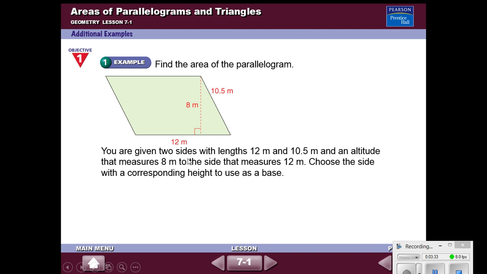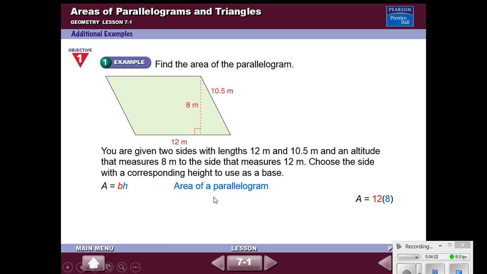The area is going to be 8 times 12. You're given two sides, as indicated, 12 and 10.5. Choose the side with the corresponding height to use as the base. Well, again, the height is given because it makes a box or an H. There's the H. It's a backwards H, but you can put the box over here and be an H right there, okay? So 8 times 12 is going to be the area.